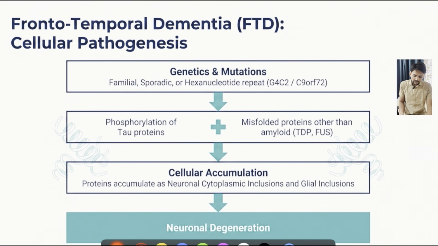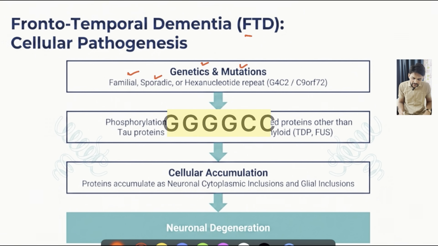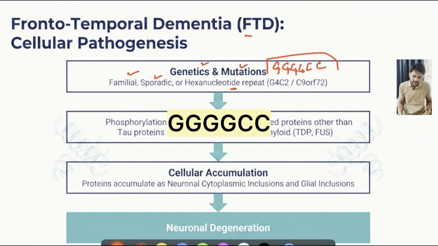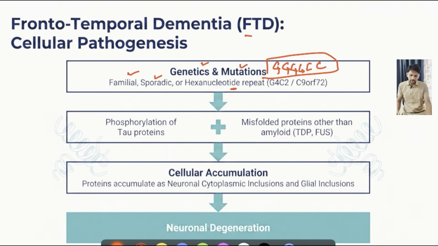Now we will see frontotemporal dementia. In this one, there is genetic involvement, that is, we will be able to see numerous mutations and some genetic predispositions. That's why it can present as familial dementia, or in some individuals it can be sporadic as well. And sometimes we will be able to see hexanucleotide repeats. These repeats will lead to accumulation of abnormal proteins.